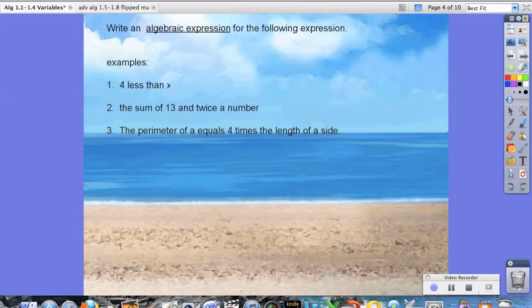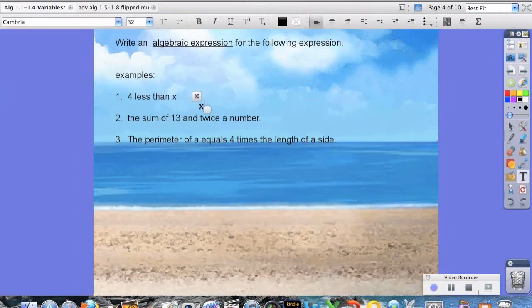So we're going to work on writing an algebraic expression. Now the way that we write an algebraic expression is by reading the words themselves and using that translation table that we included on the last page. So when we have something like 4 less than x, that means we have some number x, but we have 4 less than that. So that's 4 minus x.